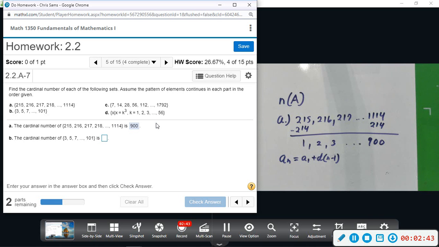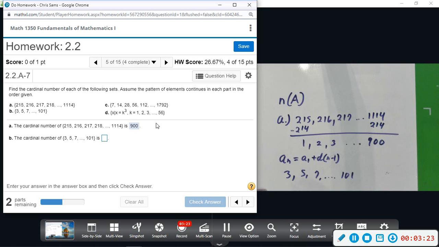Okay, so B, same thing, cardinal number. So again, we can use this formula. However, I like to manipulate them if I can with a little work. So this pattern starts 3, 5, 7, and then continues up to 101. All right, so this is counting by twos, adding 2 every time. So I want to divide it by 2, since it's counting by 2. And right now they're not even, so I can't divide by 2.